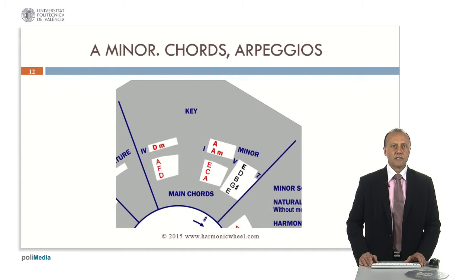The three main chords in the A minor key are here, the tonic chord A minor, which notes are A, C, E, the subdominant D minor, which notes are D, F, A, and the dominant seventh, E seventh, which notes are E, G sharp, B, and D. We can see that in the minor keys we use the chords from the harmonic minor scale.